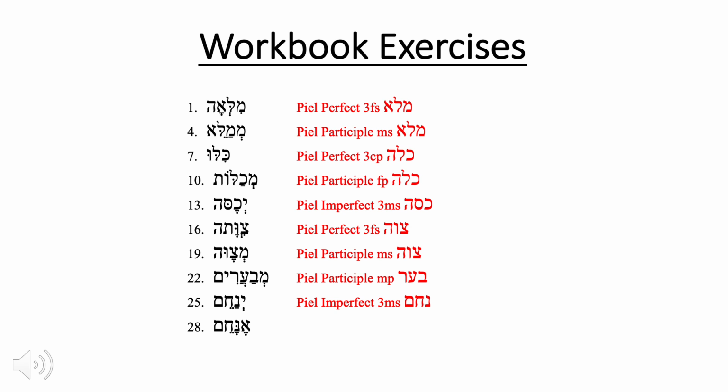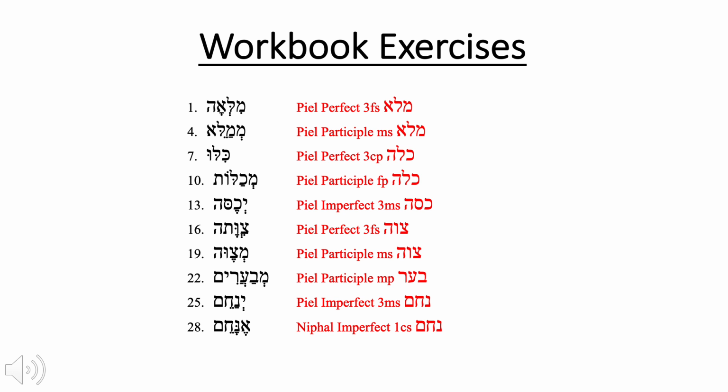Number 25 is a PL imperfect 3ms. Again, we have the yod plus the schwa. However, we don't have a dagesh in the chet because it does not take a dagesh. So instead, we leave it out. But still, we know that this is a PL imperfect because of the yod with the schwa. And last but not least, how do we parse number 28?